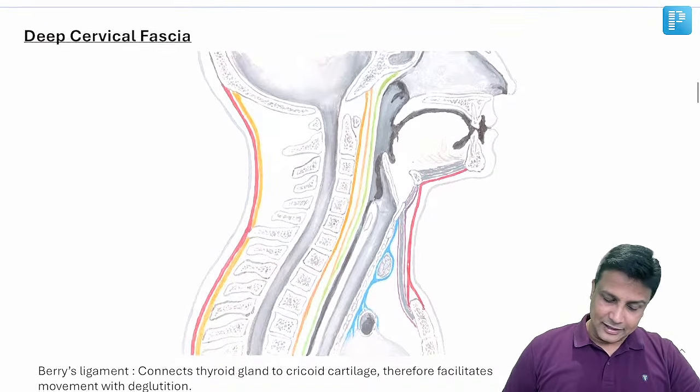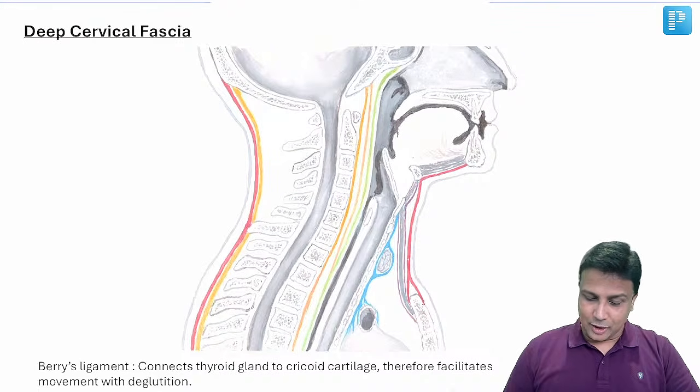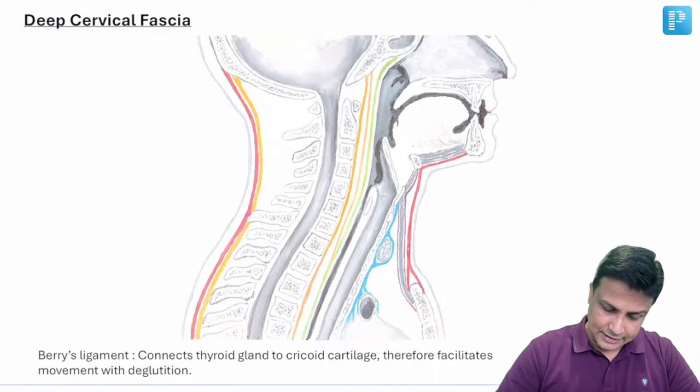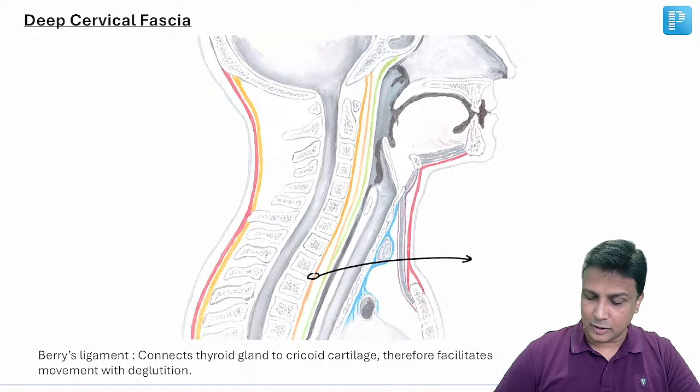Now let's move ahead. Let's take the sagittal section. Now once you take a sagittal section here, again the same thing. This yellow colored fascia surrounding the vertebrae here will be the prevertebral fascia.